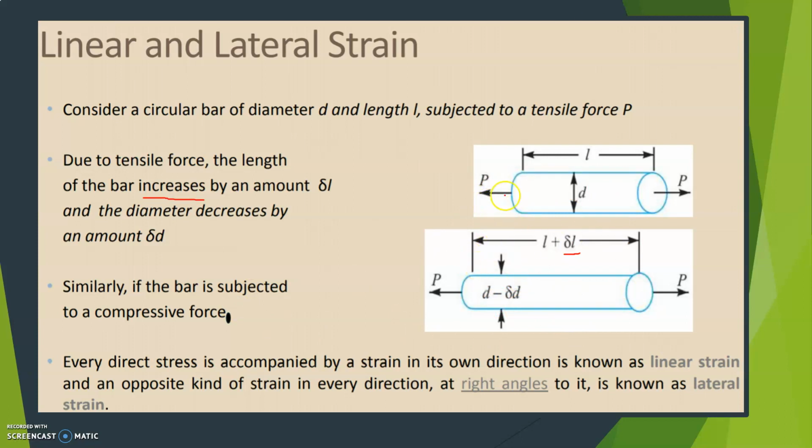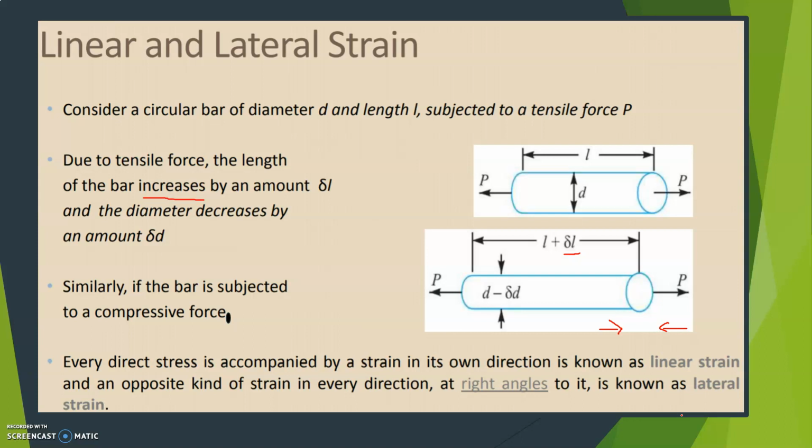Now this is tensile force, pulling force. Suppose it is a pushing force, what happens? If the direction is like this, there will be a decrease in the length and an increase in the diameter. So every direct stress is accompanied by a strain in its own direction, which is known as linear strain. Understood? And an opposite kind of strain in every direction at right angles to it is known as lateral strain. I think all of you understood what is linear strain and what is lateral strain.